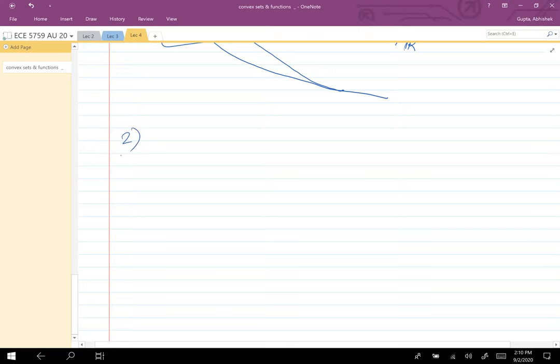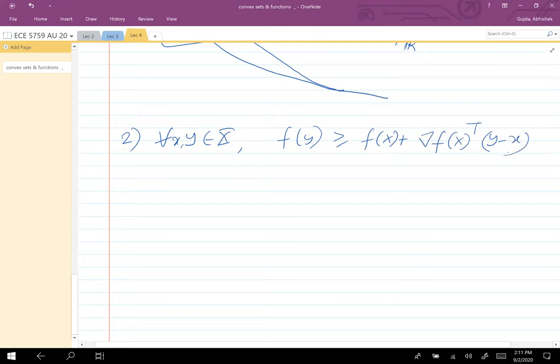So the second, equivalent definition of convex function requires the function to be differentiable once. This definition is: for every x, y in X, f(y) is greater than or equal to f(x) plus gradient f(x) transpose (y minus x). And what does this definition mean? It requires, of course, the function f to be differentiable once.